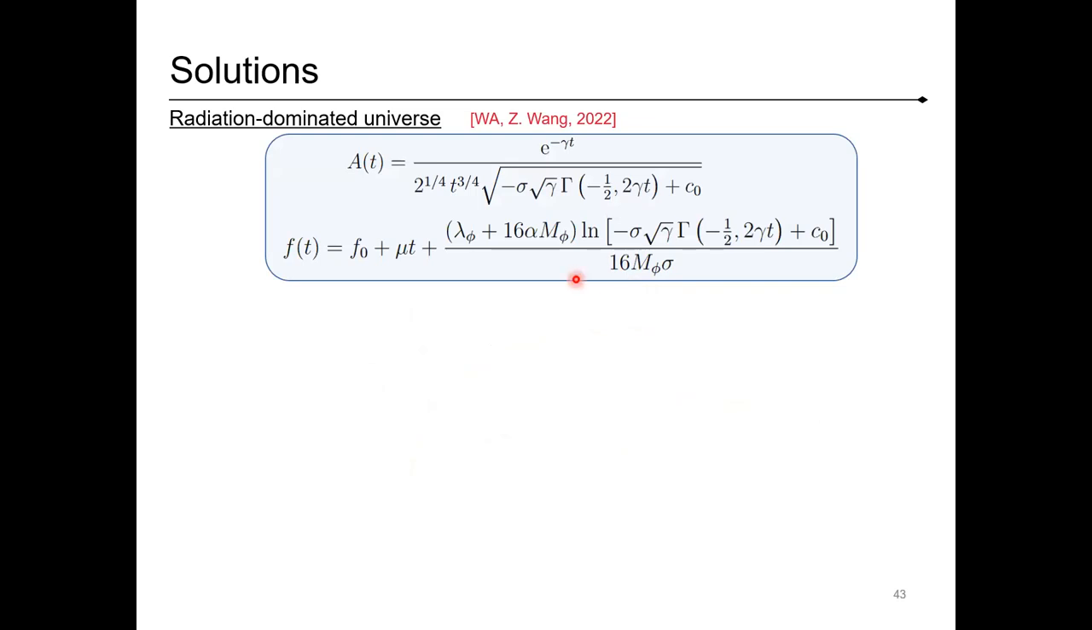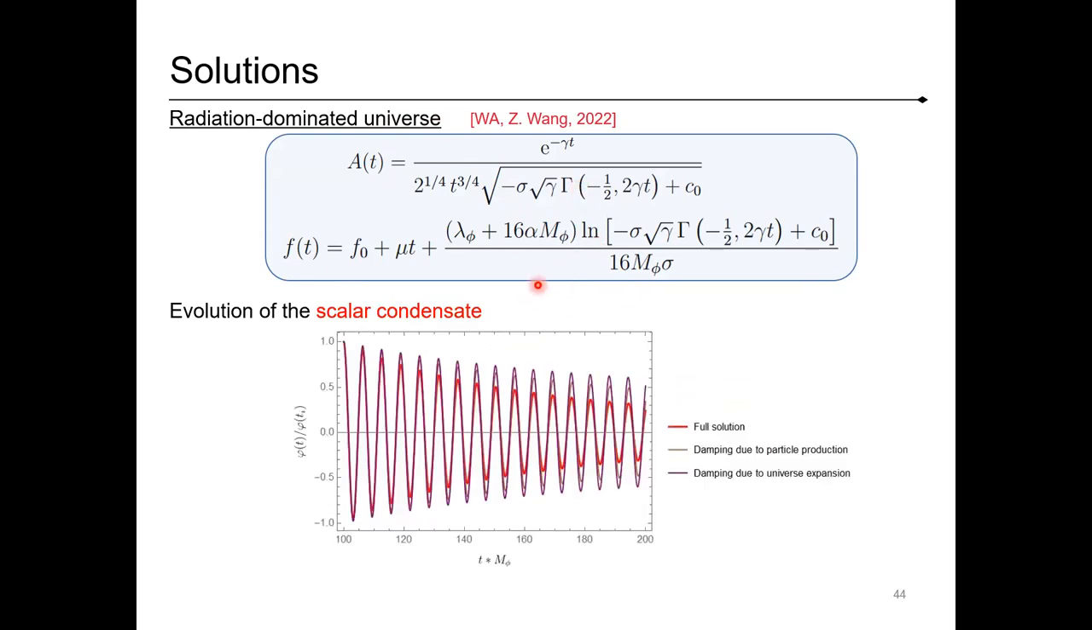Now, this is our solution for the radiation-dominated universe. And we plot the evolution of the scalar condensate. You see that the red line is the full solution. It is a damped oscillation, and the brown line is the damping due to particle production, and the purple line is the damping due to universe expansion.